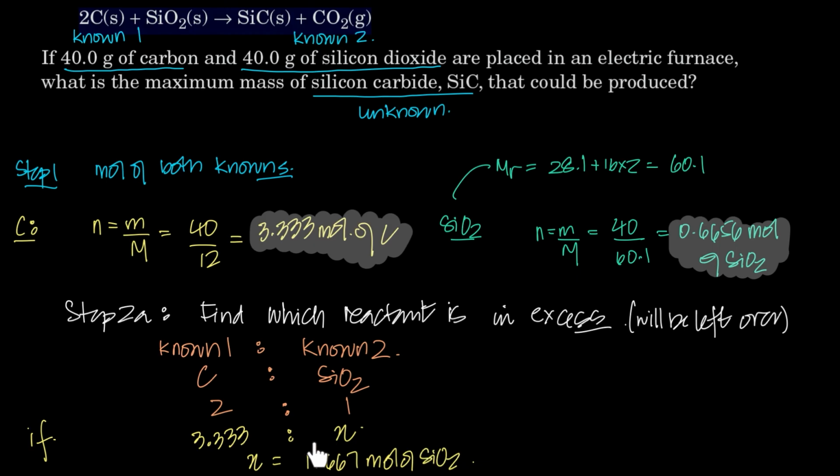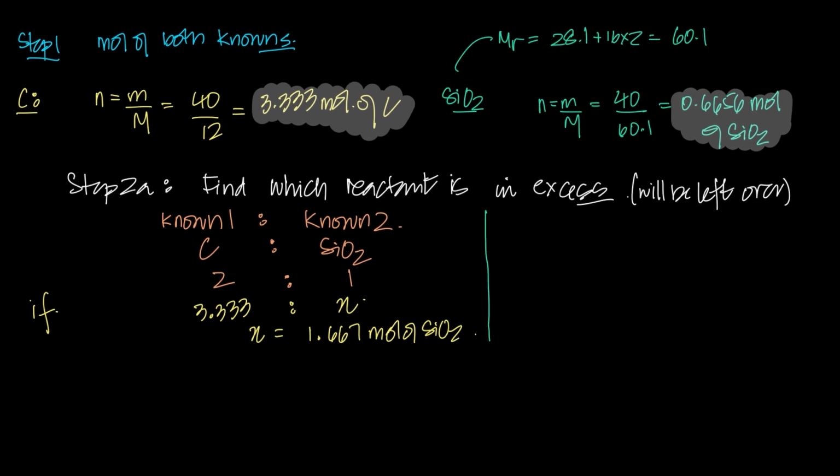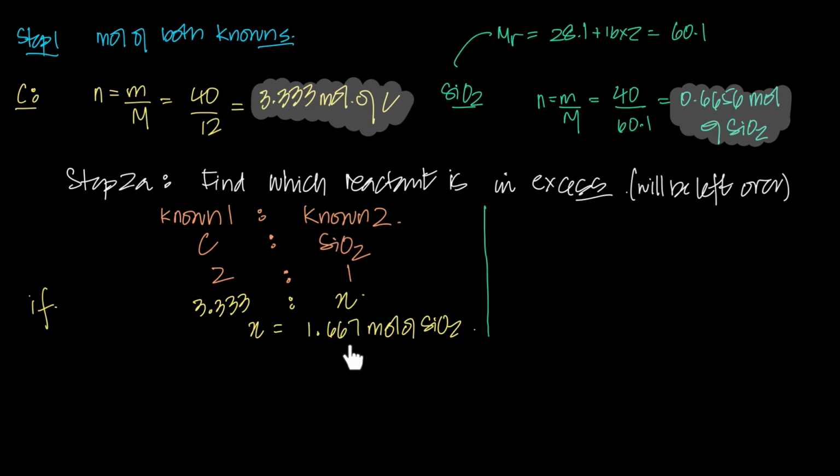And that's something that's important, guys. You don't have that many moles. How many moles do you actually have? 0.6656. So 3.33 needed 1.66, but you only had 0.66. That's one way of finding out which is less.